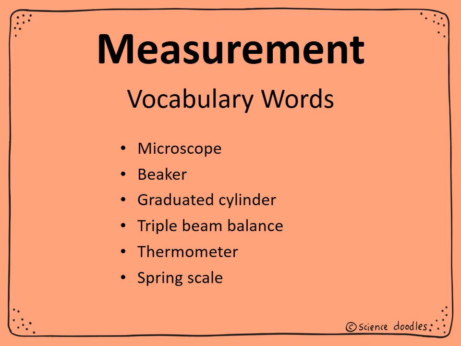Okay, so this is our video over measurement and the vocabulary words and guided notes. The vocabulary words we're going to be discussing are microscope, beaker, graduated cylinder, triple beam balance, thermometer, and spring scale.